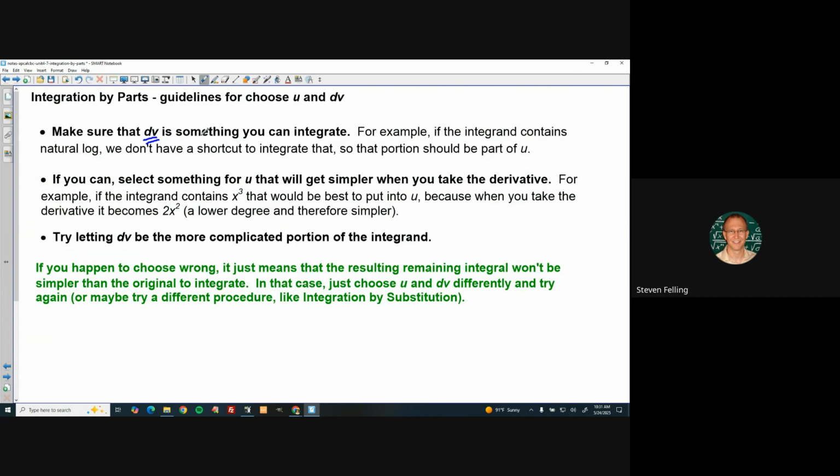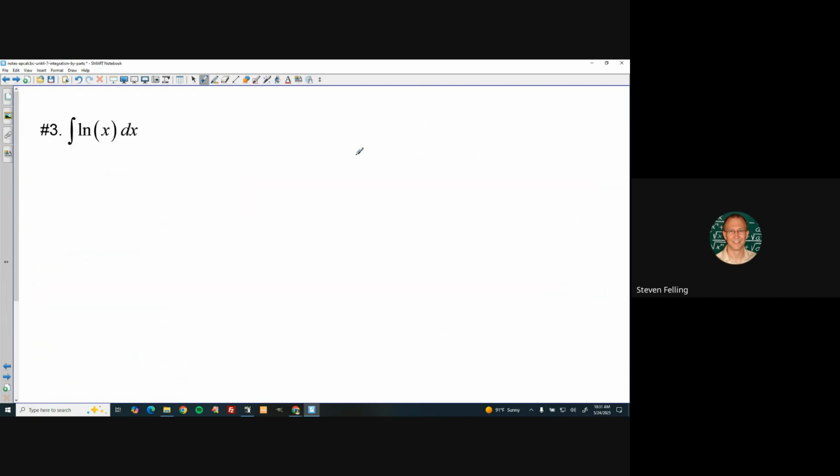And if you happen to choose wrong, then what will happen is the new integral of u dv won't be simpler. Then you know that that wasn't the right choice, so you can make a different choice or try a different procedure altogether. All right, so this is best seen with a bunch of examples. We'll do some examples in this first half to give you practice. As always, you can try to practice on your own by pausing the video and then unpausing to see how you did. Okay, so this first one, we've got the integral of natural log.